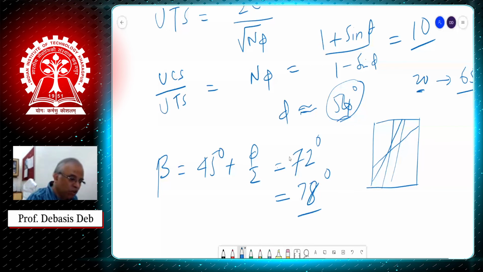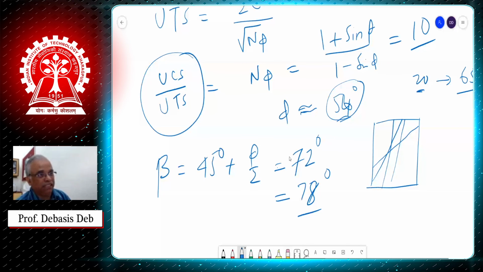And this ratio, if it is very high or very large, this happens for a brittle type material like granite, basalt, or maybe the glass also. If we test, this phi value will be almost 30, 35. So UCS is almost 25 to 30 times higher in a very strong brittle material.